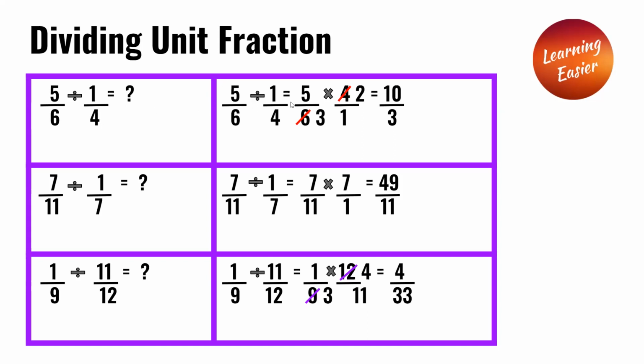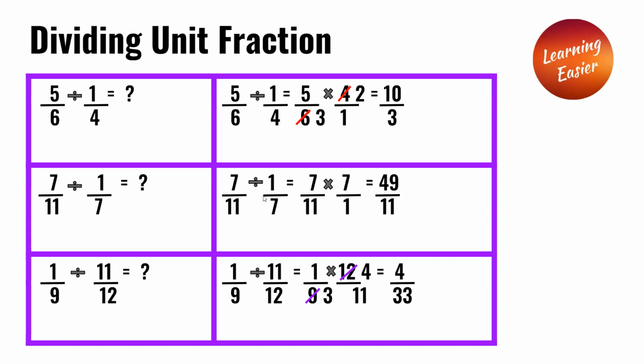5 over 6 divided by 1 over 4 is equal to 5 over 6 times 4 over 1 when doing KCF. The 6 and the 4 can be simplified by 2, which 6 becomes 3 and 4 becomes 2. 5 over 3 times 2 over 1 is equal to 10 over 3. And 10 over 3 is the answer.